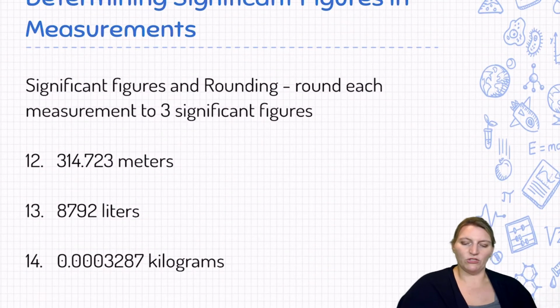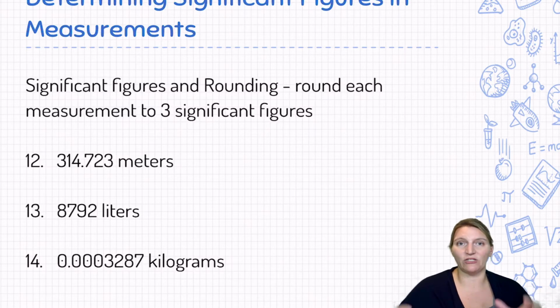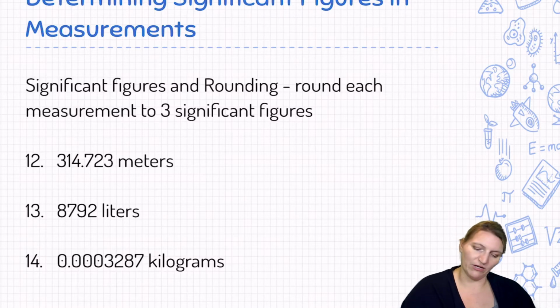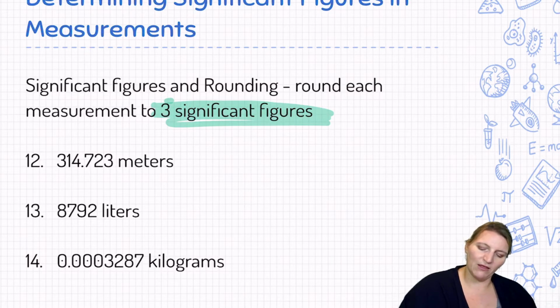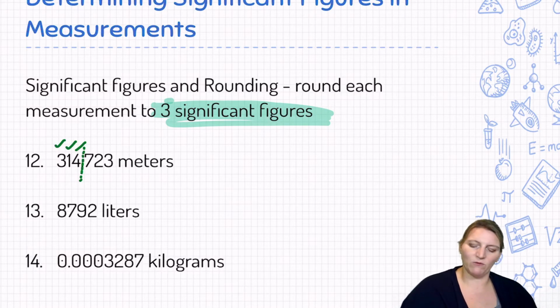Okay. Determining the number of significant figures and rounding. Most of the time what we're going to be doing is actually taking our answer to the problem and then rounding it. So let's see how we do here. We're rounding all of these to 3 significant figures. So what you want to do is start from the left, count 1, 2, 3 significant figures, and then that's where I'm going to end it.